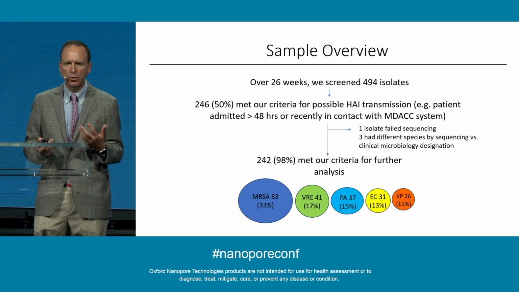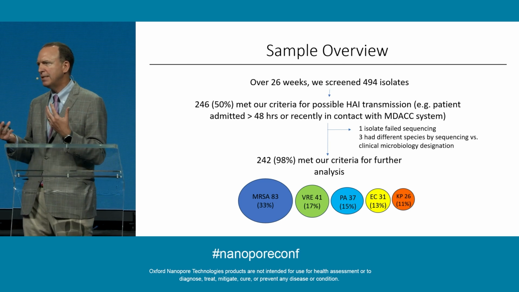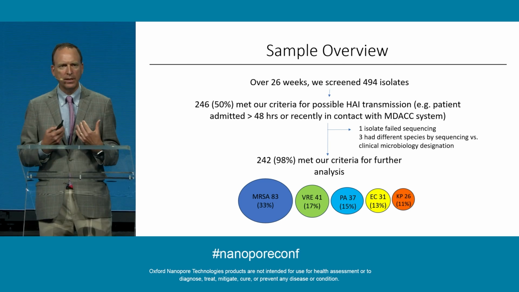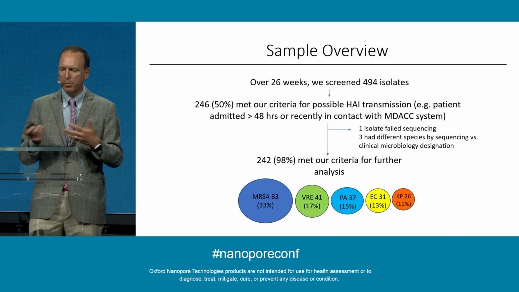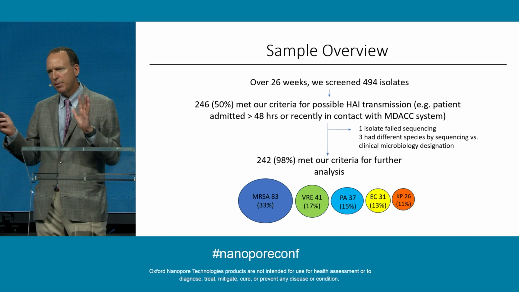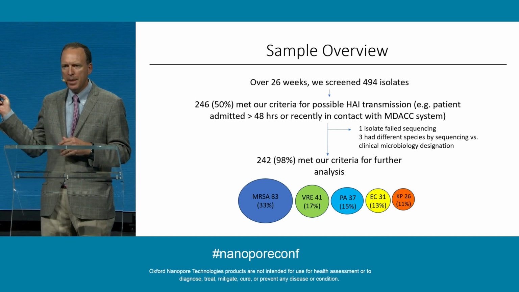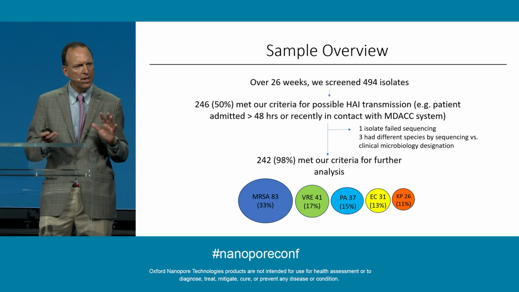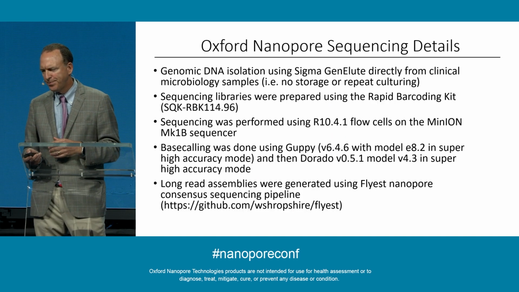She ended up sequencing 246, 1 failed sequencing, and 3 were identified as different species relative to what the clinical microbiology lab told us, which could be an isolate error or could be an error on the automated system on their part. We threw those out. So we ended up with 242 strains, or 98% met our criteria, and the breakdown is shown there. About a third of them were MRSA, and then a scattering of other bacteria.